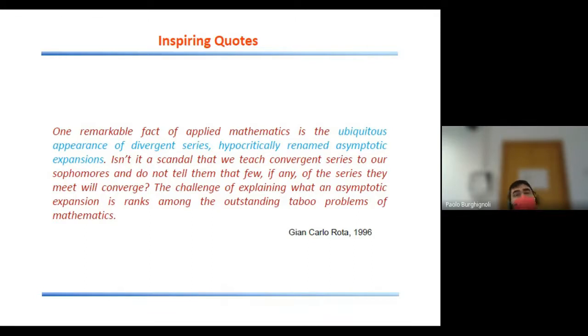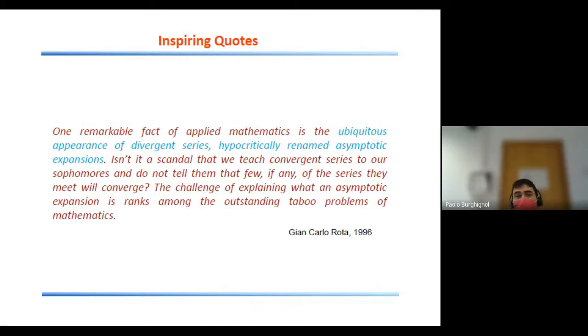Sophomores are the students in the first year. So when you are exposed for the first time to calculus, as we were when we were young, we were taught about convergence. But divergence was seen as a rather pathological behavior. And do not tell them that few, if any, of the series they meet will converge. The challenge of explaining what an asymptotic expansion is ranks among the outstanding taboo problems of mathematics. That was about 25 years ago.